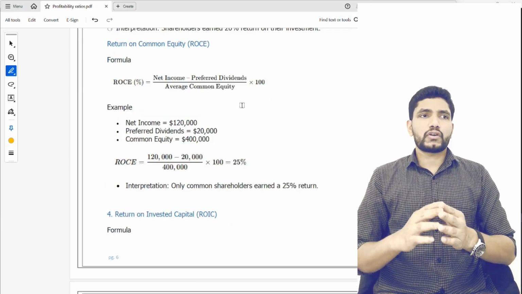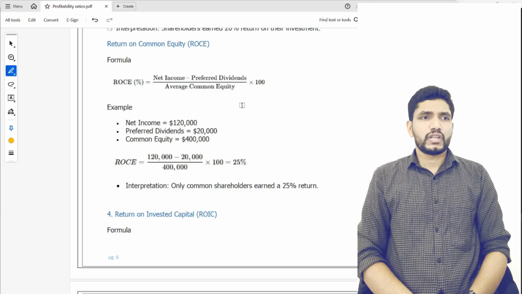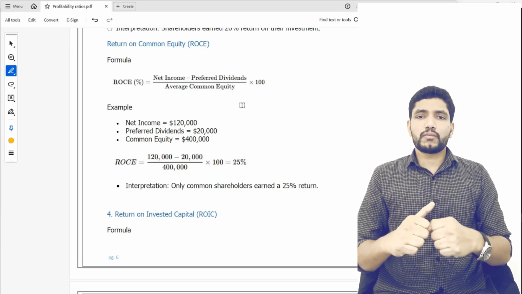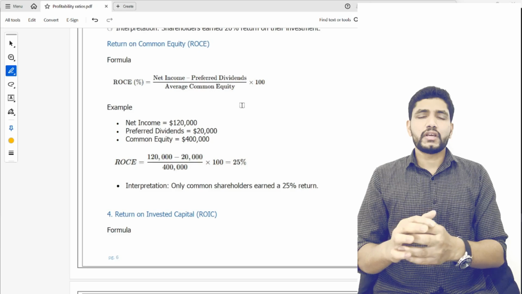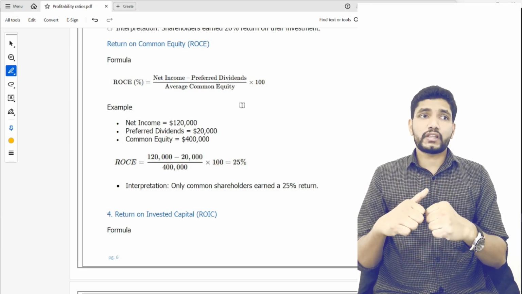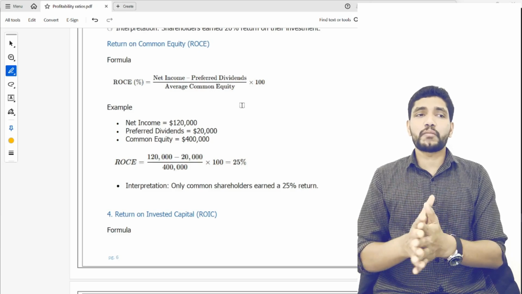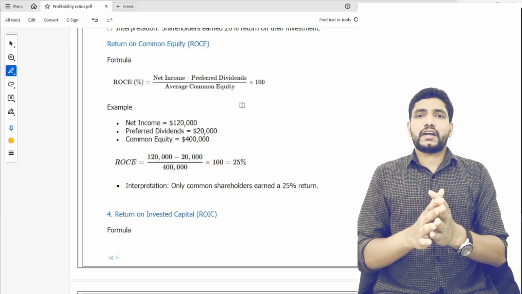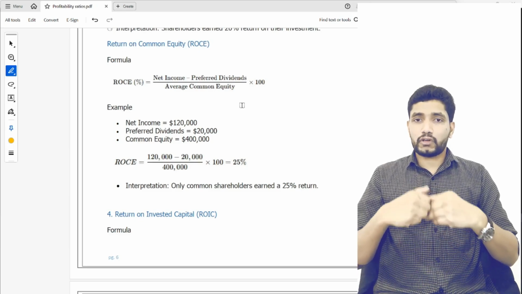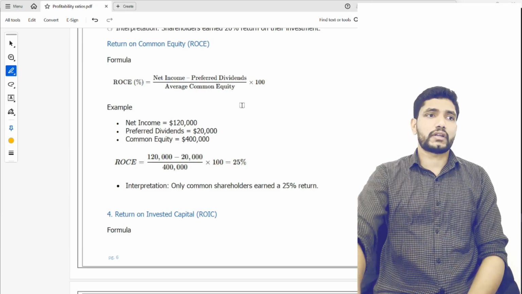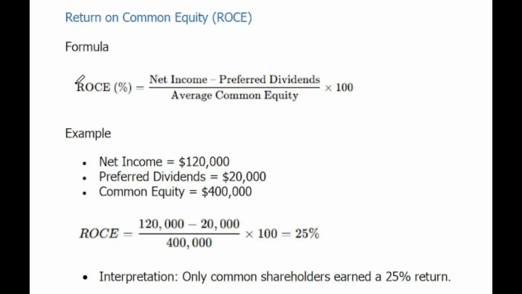So we move into return on common equity. Return on common equity is almost similar to return on equity, but in this case, we are removing the preferred stock, considering only common equity. So we are considering only the return for common equity shareholders. So the formula for return on common equity is net income minus preferred dividend, divided by average common equity.